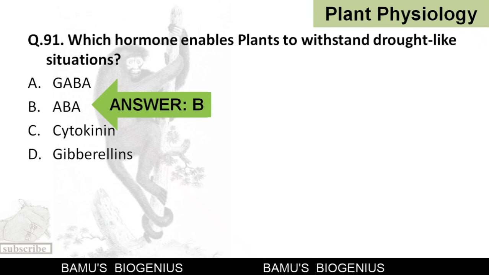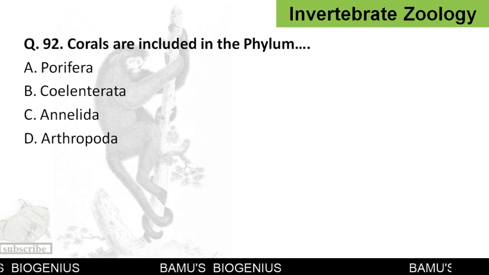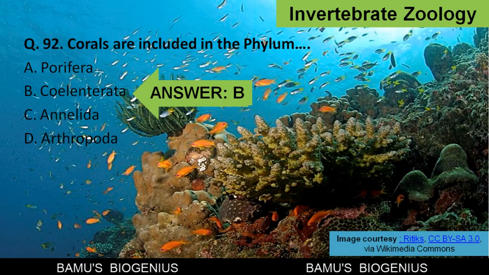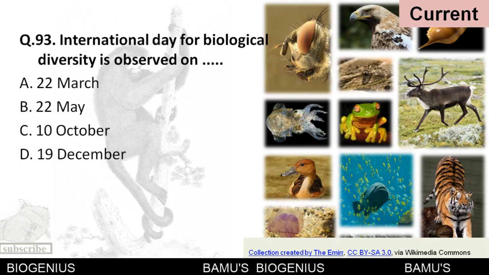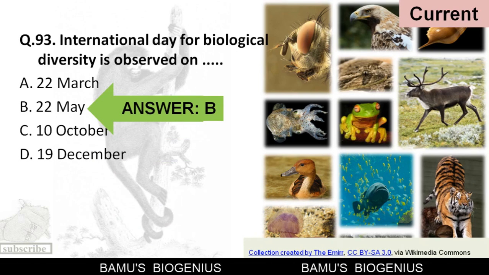Then question number 92. Corals are included in the phylum Porifera, Cnidaria, Annelida or Arthropoda. So we know that the answer is Cnidaria. Answer is B. So this is question number 92 from Invertebrate Zoology. Then question number 93. International Day for Biological Diversity is observed on 22 March, 22 May, 10 October or 19th December. The answer is 22 May. Answer is B.